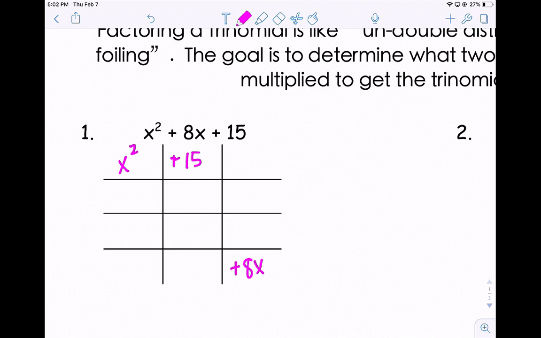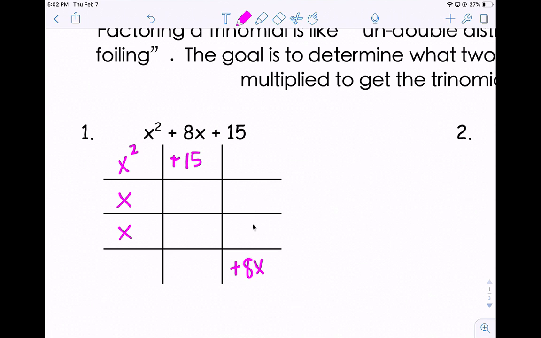Okay, so then you're going to ask yourself a couple of questions, and the first question is going to be, what two factors of x squared can we multiply to get x squared? We're going to put the two different factors right here. So what times what will give us x squared? So hopefully we know that that's x times x, or 1x times 1x. Then we're looking for factors that will multiply to also give us 15. So what times what will give us 15? Well, we can try 15 and 1, or we could try 3 and 5.